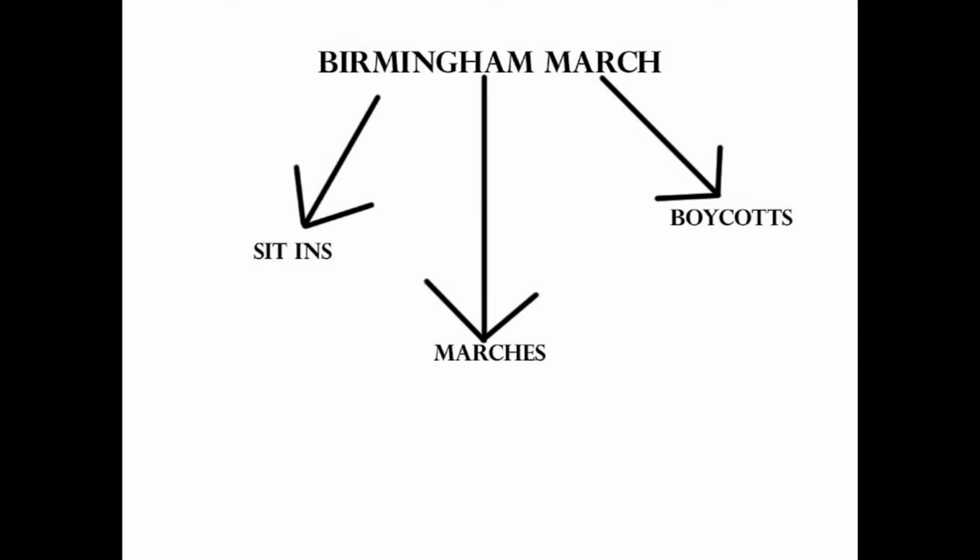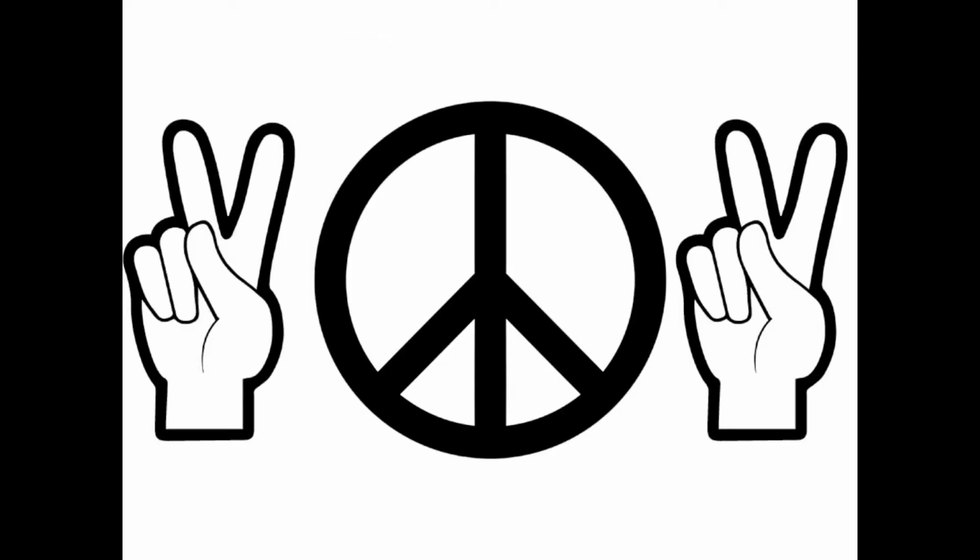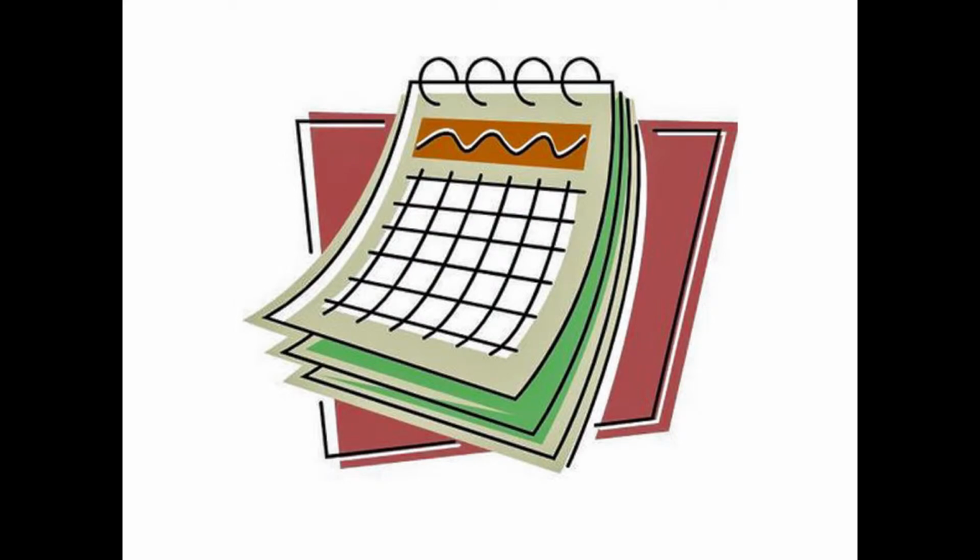The protests in the Birmingham March included lunch counter sit-ins, marches on City Hall, and boycotts against the businesses of Birmingham that supported segregation laws. The most important thing about these protests was that they were non-violent. The genius of this plan revolves around the month that it was in. The march was originally planned to be during the month of March, which would have been a great pun since it would be a march in March.